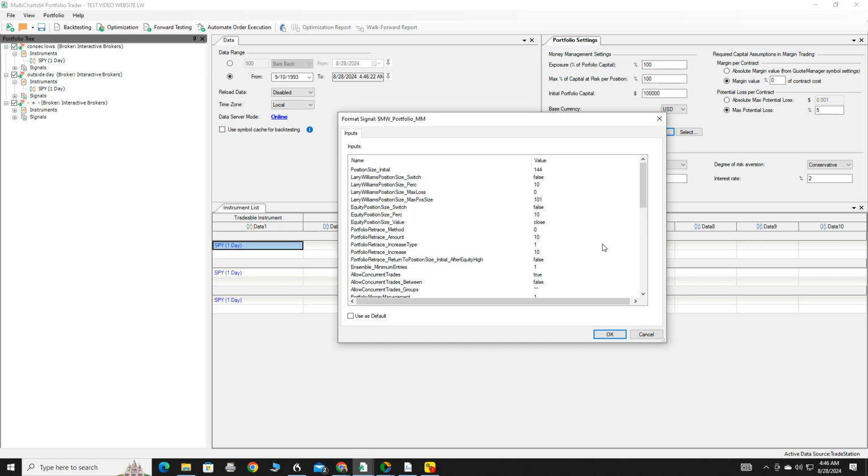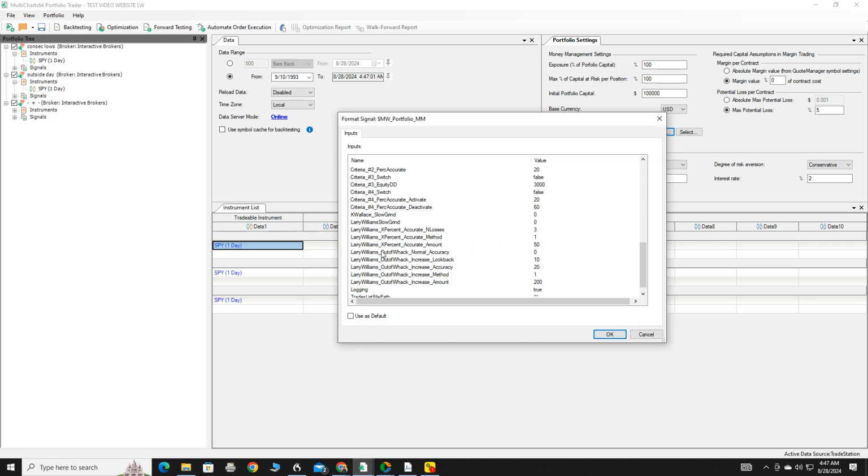In the MultiCharts program for portfolio, you want to make sure your money management portfolio is set to 1. Scroll down to Larry Williams X% accurate. When it's set to 0, that means it's off. When you set it to 1, 2, 3, whatever number you put is the number of losses that the market must have in real-time trades before it starts to increase position size.